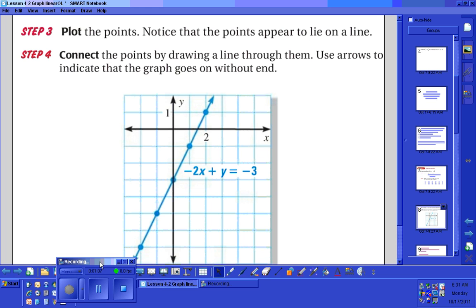Plot all of those points. You can see that those points are now on our graph. You will notice that the points appear to lie on a nice straight line, so we will go ahead and connect the points by drawing a line through them.